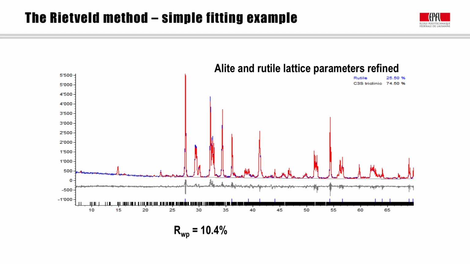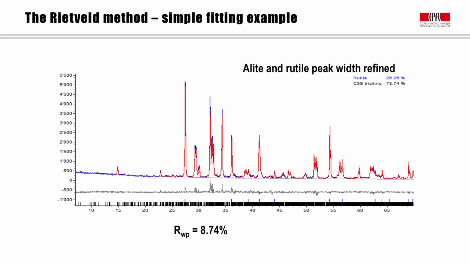Now, we clearly see that the weighted pattern residual drops drastically, and that there is already quite a good fit when looking at the residual. This residual curve in gray below the diffraction scan helps to spot slight mismatches and see where there are some deviations from the nil. Now we also refined, in the next step, the peak width for both alite and rutile. Again, you can see that this significantly improves the fitting, both in the residual and in the visual appearance.